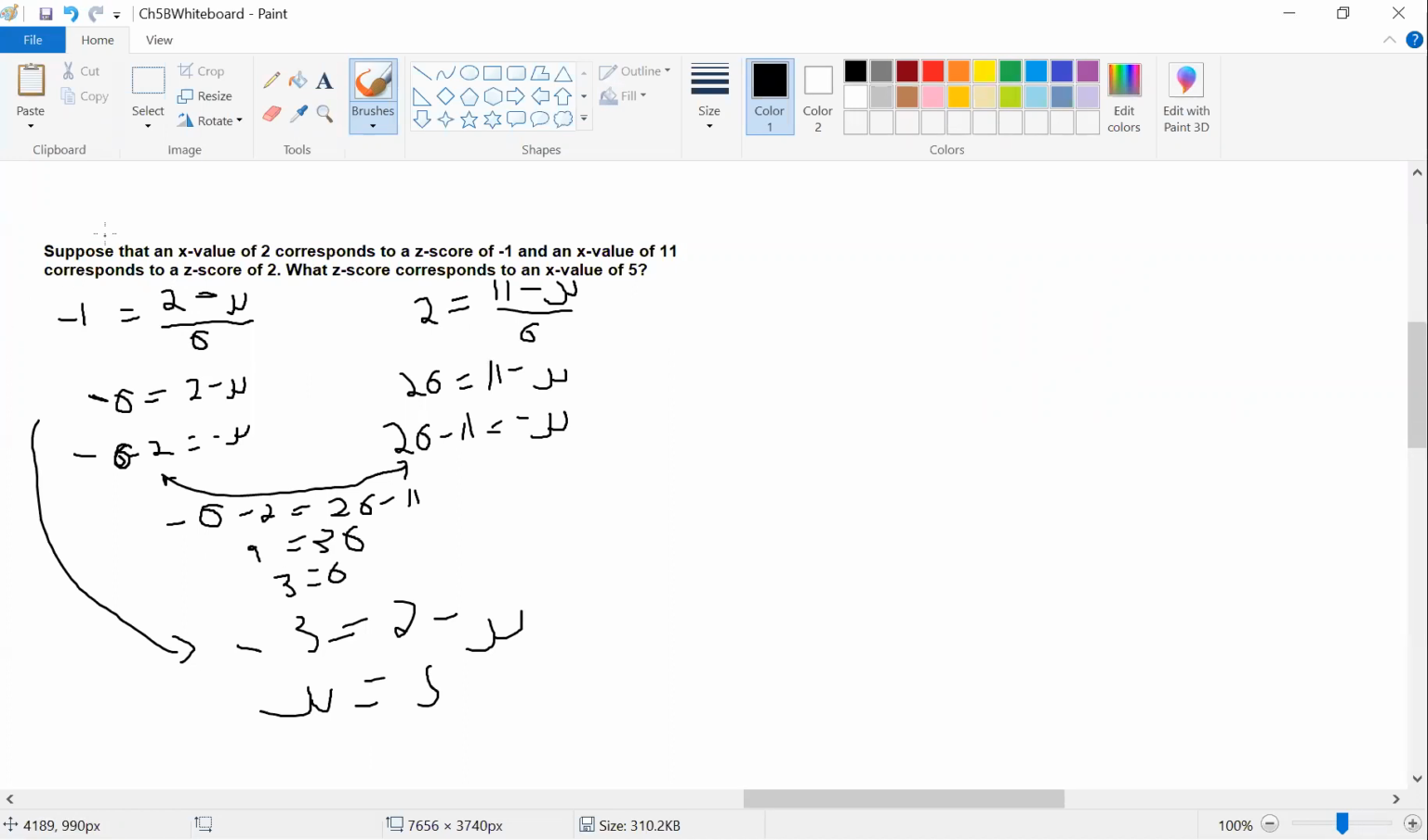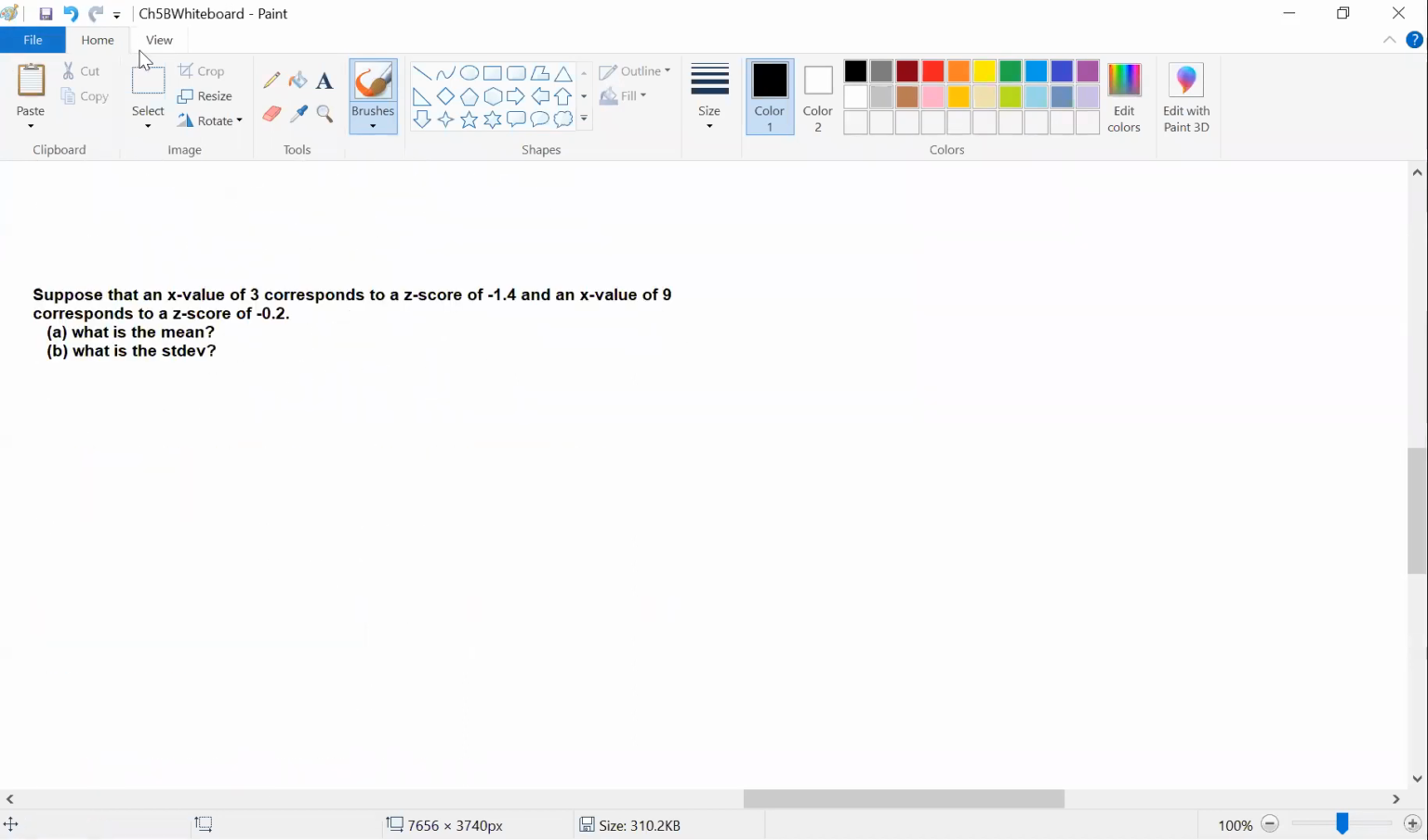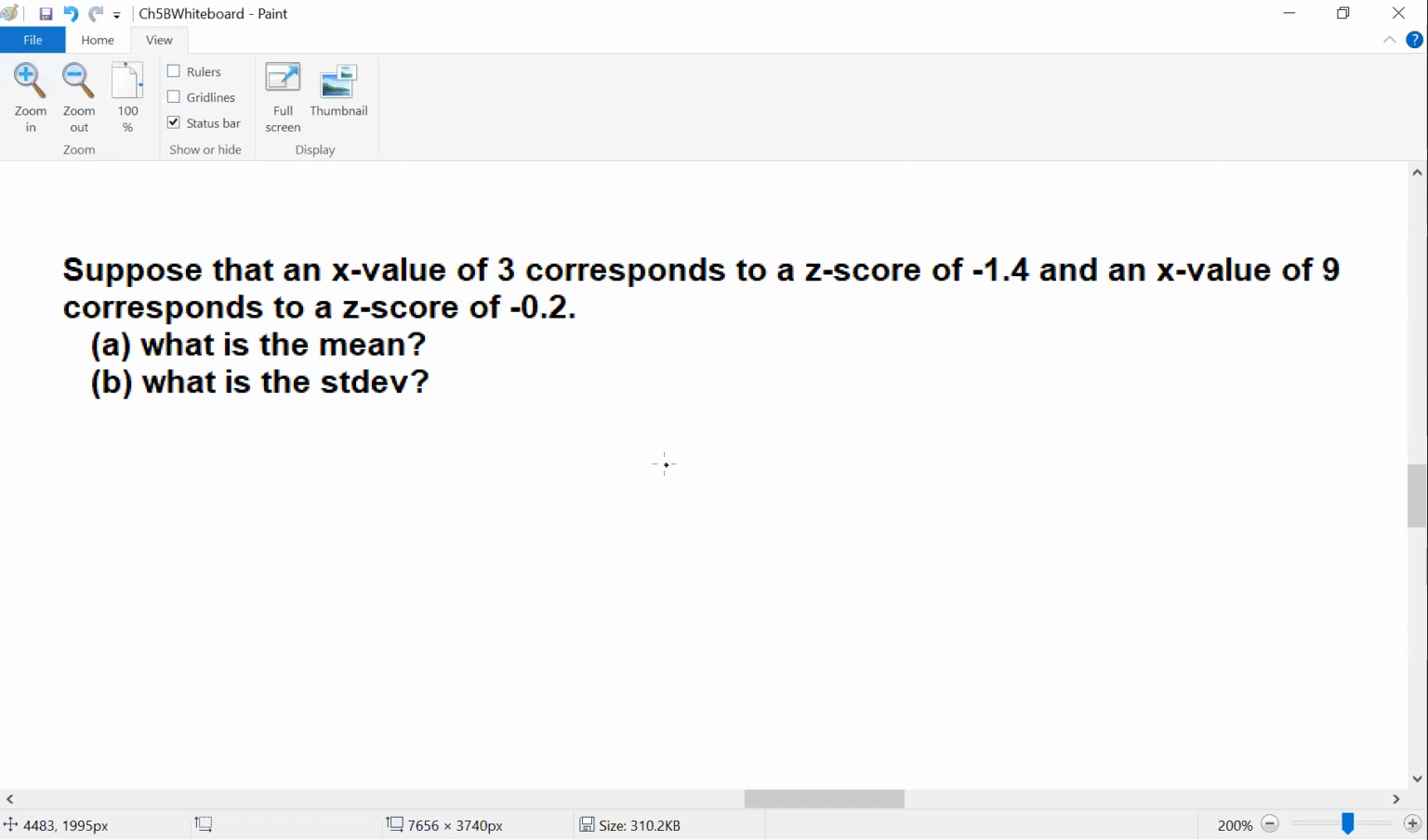So now I'll give you one to try on your own. It should only take a minute or two. Here's one right here. Try this one on your own. It doesn't matter that we have decimals. The process is the exact same. So I'll give you about a minute or two to do this.